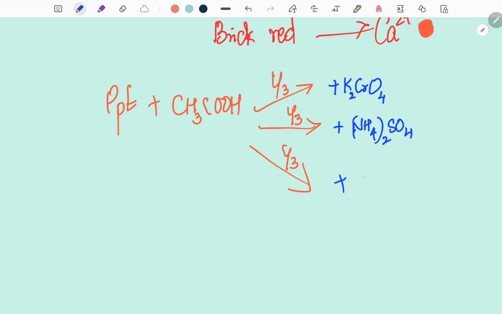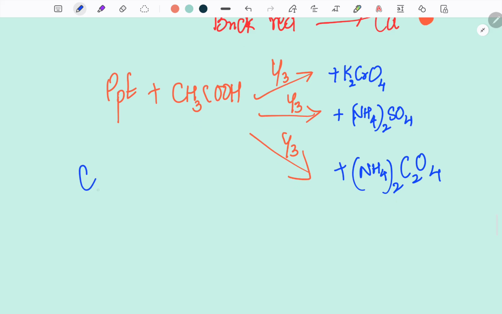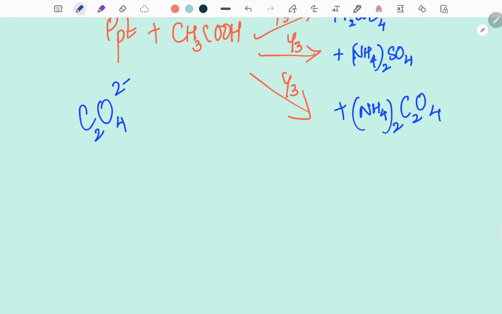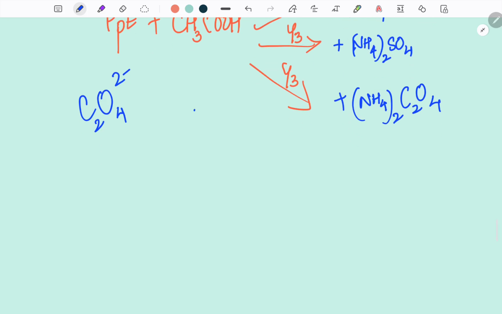And to the third part, you need to add ammonium oxalate. Oxalate is an ion which has a -2 charge. It is C2O4 2-. Actually, oxalate is nothing but oxalic acid. If you know, oxalic acid is a dicarboxylic acid.